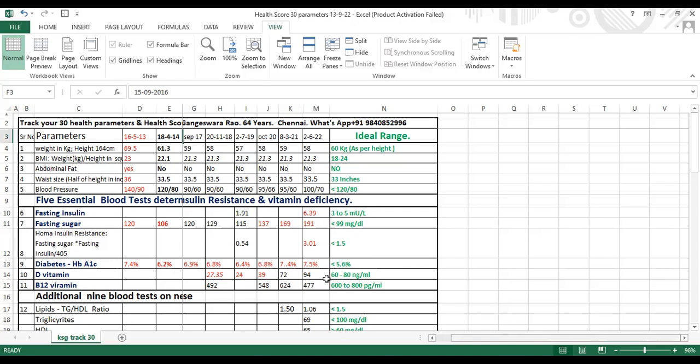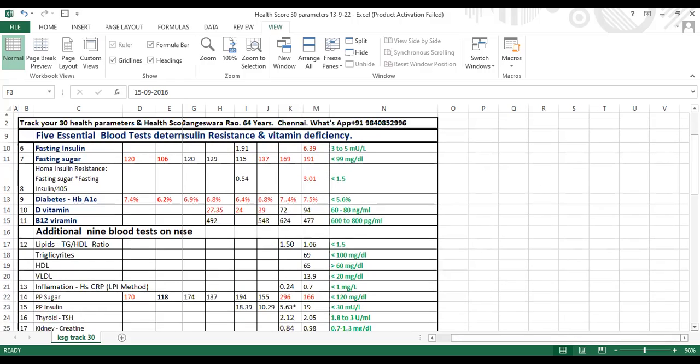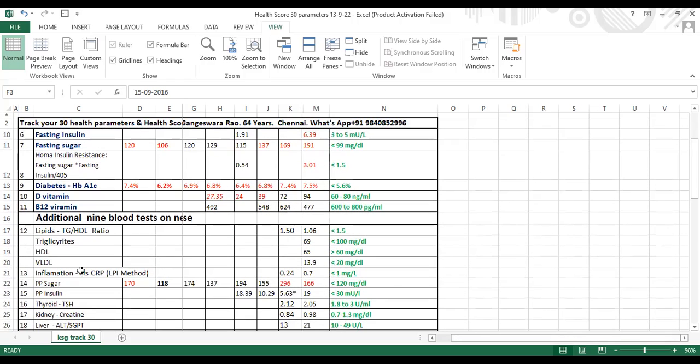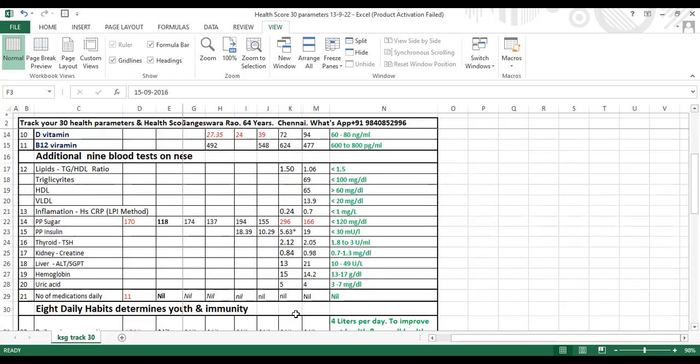Their range also must be around this range, friend. Though the lab says 30 to 100 is okay for vitamin D, ideally you should try and remain in this ideal range. Then, once these five tests are done, suppose you require any additional tests. What are the additional tests? I have given them to you: lipids, triglycerides to HDL ratio, then hsCRP, this is inflammation, PP sugar, PP insulin to know about the condition of our pancreas, thyroid function, kidney function, liver function, hemoglobin, uric acid.